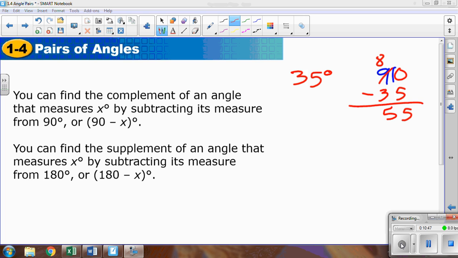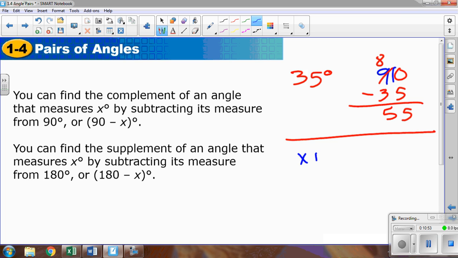And we can do this with variables as well. Let's say I have an angle that is x plus 40 degrees. How big is its complement? It's not going to be 50. It would be 50 if the angle were 40 degrees. But it's not just 40, it's x plus 40.